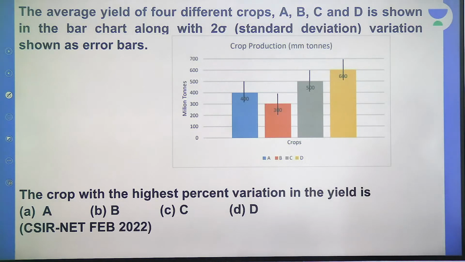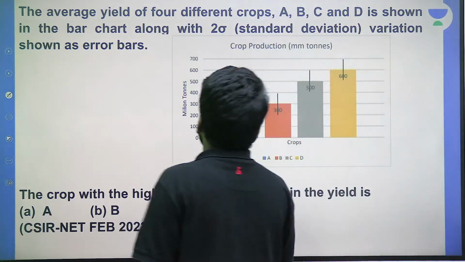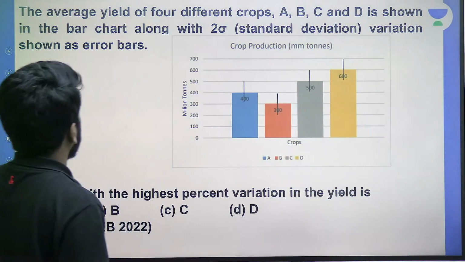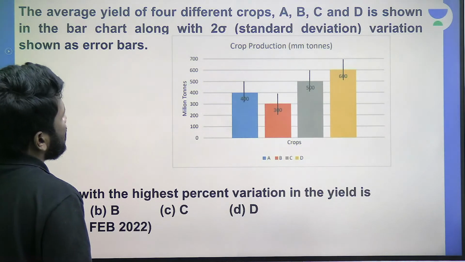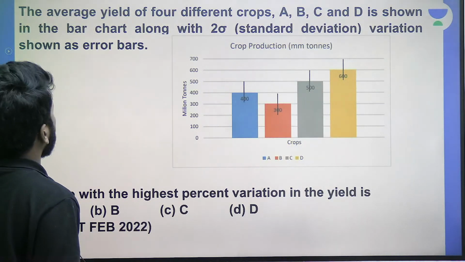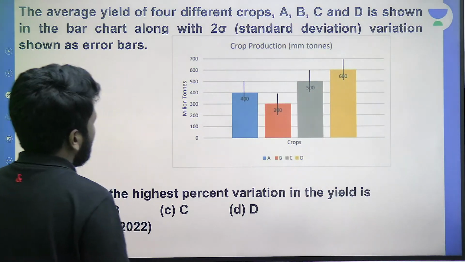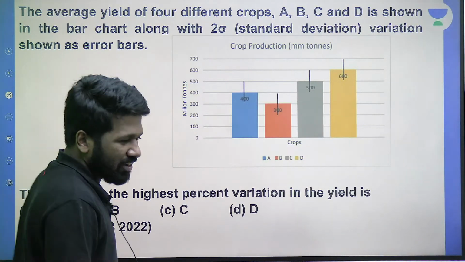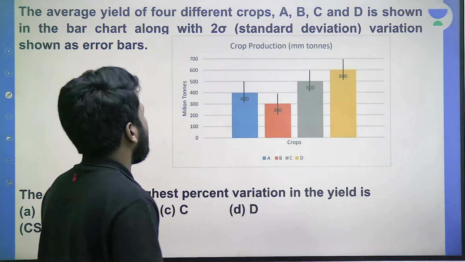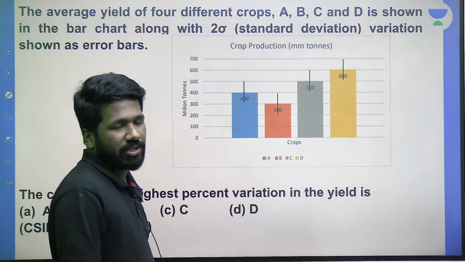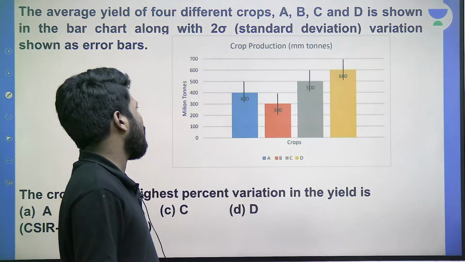Okay, so I'll start explaining. The average yield of 4 different crops A, B, C, D is shown in the bar chart along with the standard deviation or variation shown as error bars. The standard deviation calculation is not needed because they have already calculated it and given it to you. And standard deviation is a measure of variation, how much the values are varying.